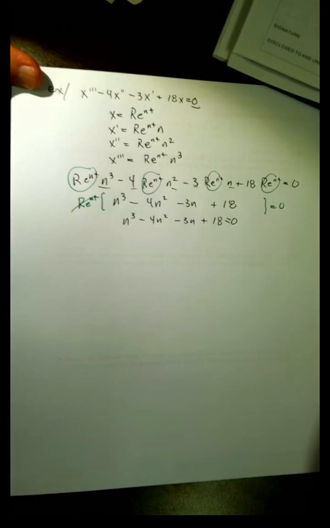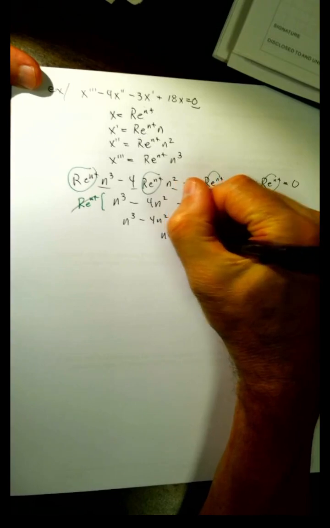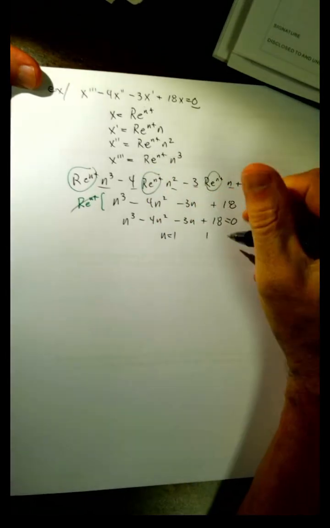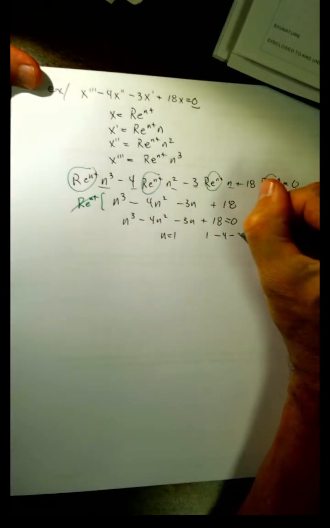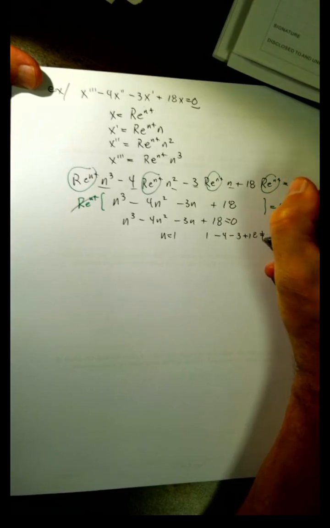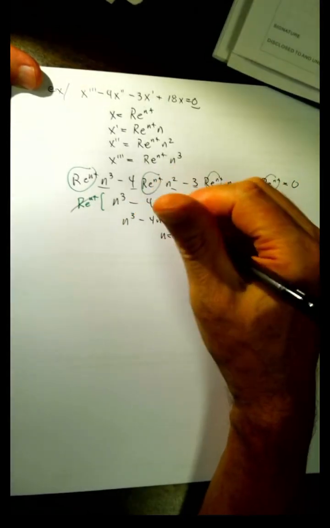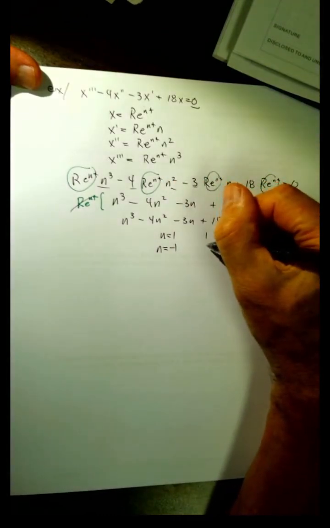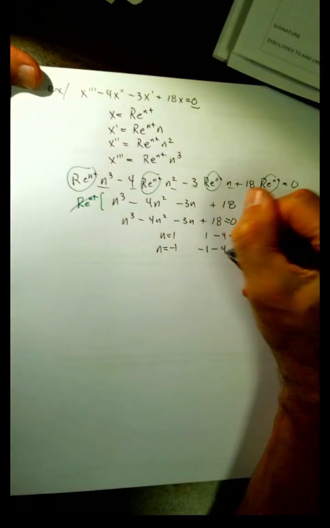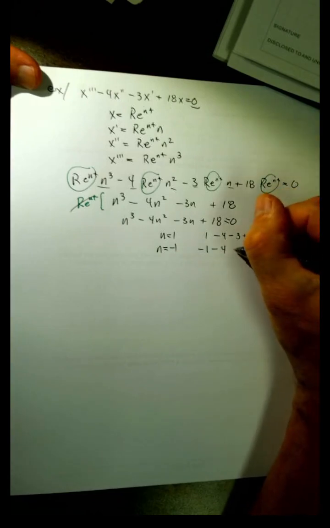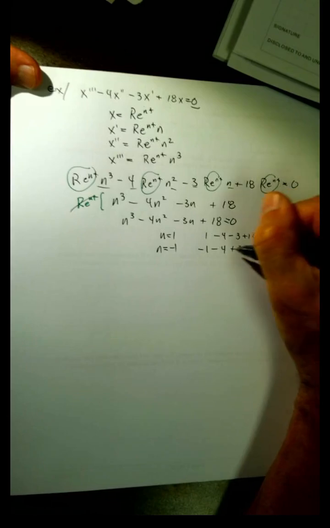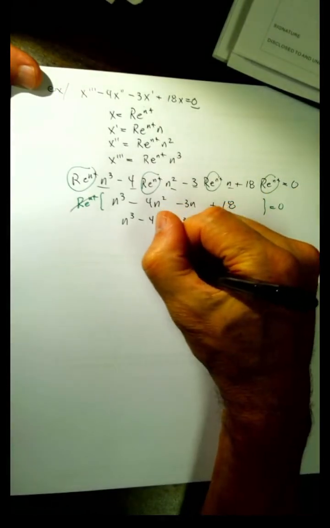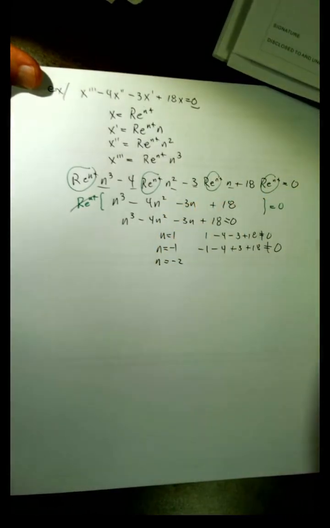All right, I've got to find at least one root. Let me just make some guesses here. If n equals 1, I plug that into this equation. I get 1 minus 4 minus 3. That's not 0, so that doesn't work. Let me try n equals minus 1. So n cubed, minus 1 cubed is minus 1. Minus 4 times minus 1 squared. Minus 3 times minus 1 is plus 3. And that's not 0. This is getting old, but let's hope this works.